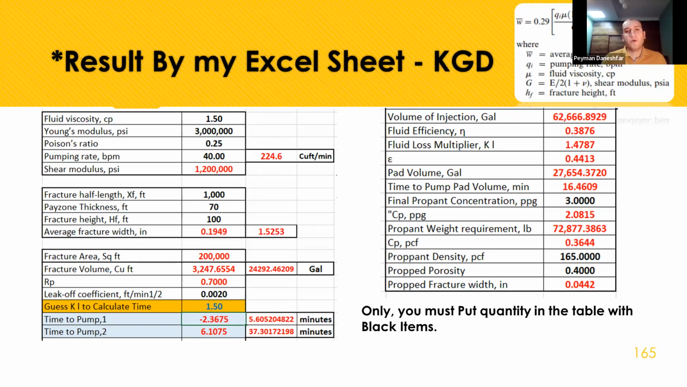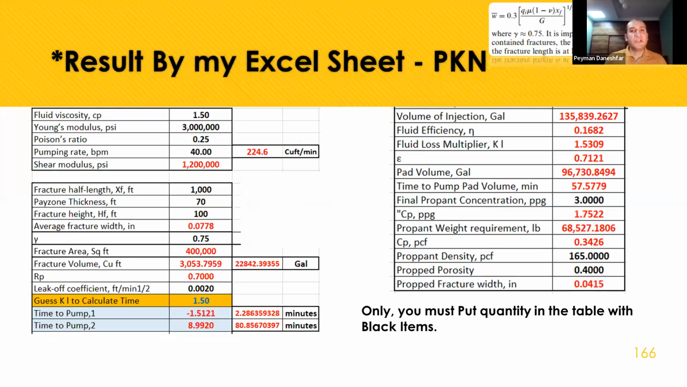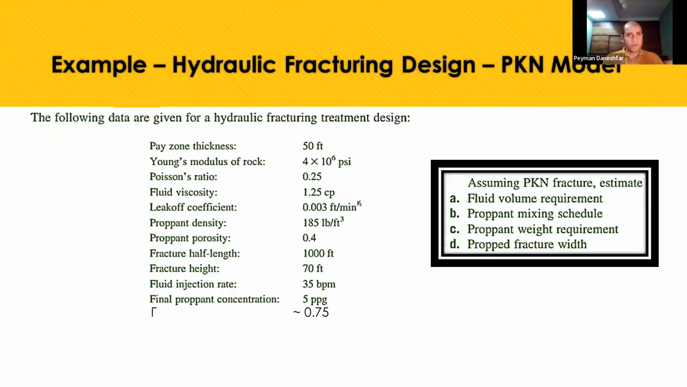And if we want to do it with the PKN model, our propped fracture width will be about 0.0415. And another sample, you can do it for yourself, supposing these parameters, in your Excel file, with this formula that I'll give you in a file and in a video that you can see on YouTube.